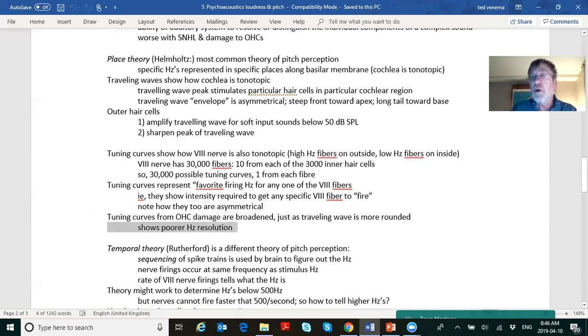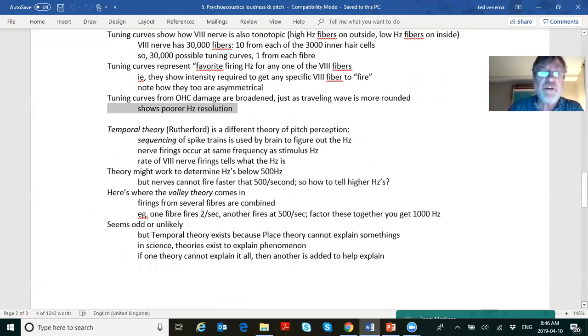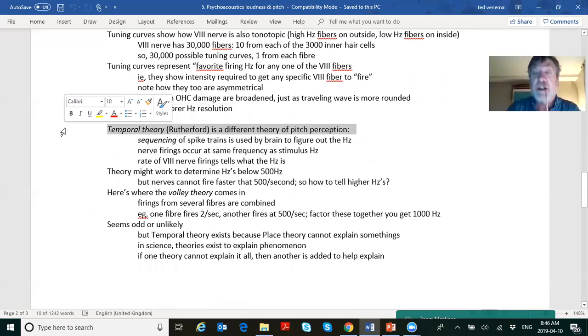Now we talk about Rutherford. Rutherford came from another side of the fence. He didn't like the place theory very much, that specific frequencies are represented in specific places, like the keys on a piano, Helmholtz. Rutherford said, no, you know how the brain encodes frequency and how frequencies work in the brain and hearing? He says it's not really so much the location of the hair cells, the high versus the low frequency hair cells. It's more how many times a second the eighth nerve fires.